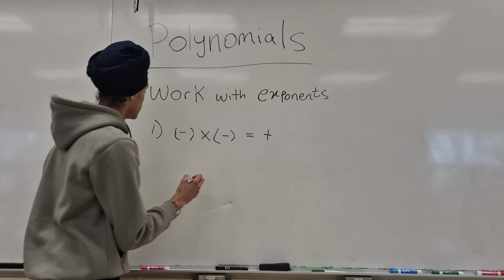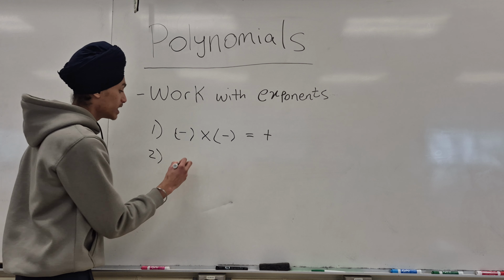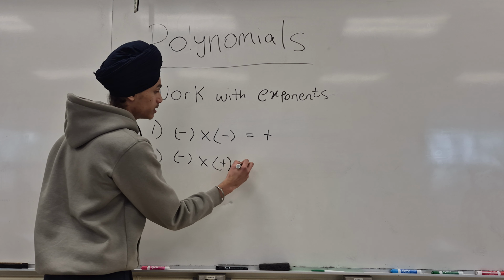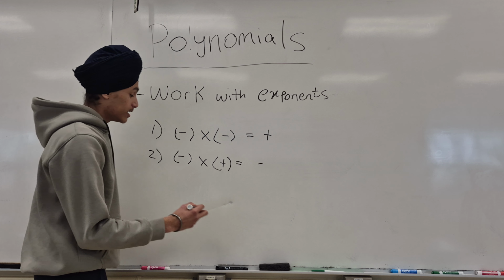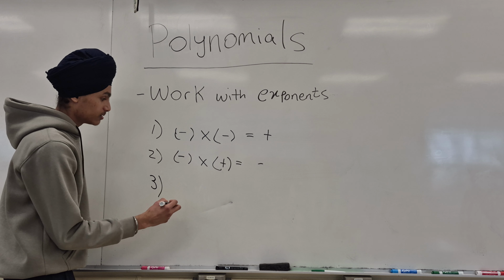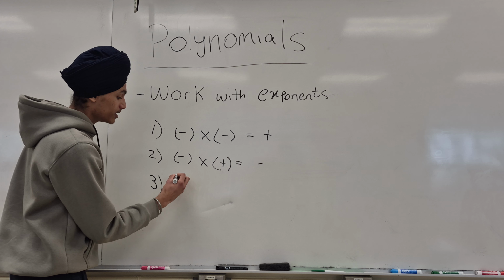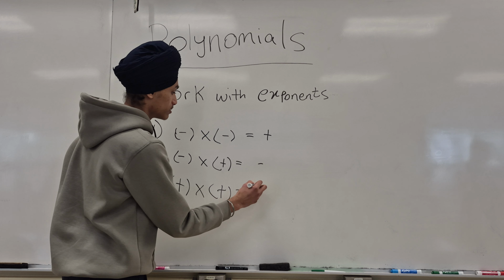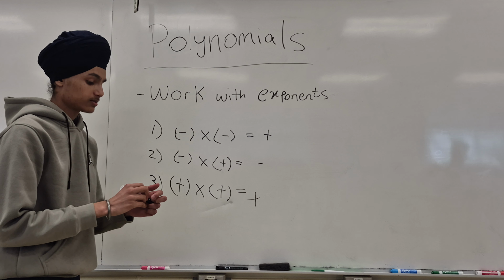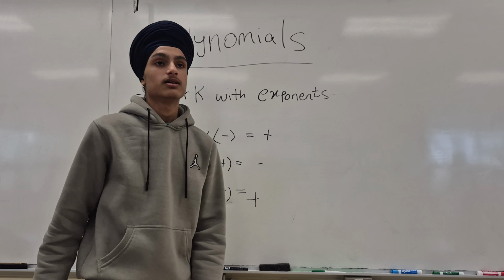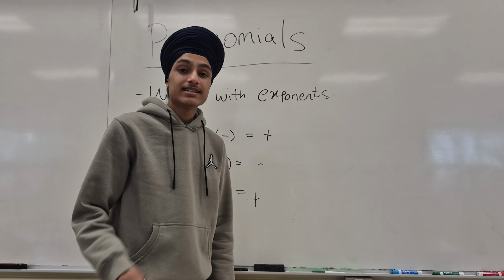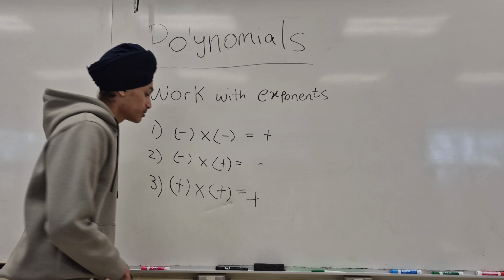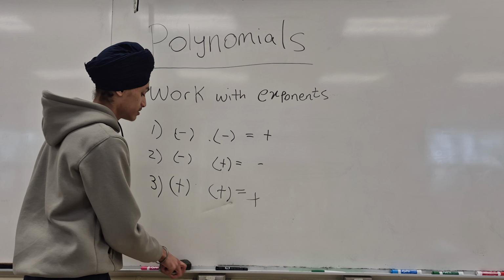So that's the first. The second one is when you have a negative times a positive, the answer will be negative. And the third one, which is pretty basic, whenever you have positive times positive, it will always be positive. And the same rule applies for dividing. So instead of multiplying, same rule for dividing.